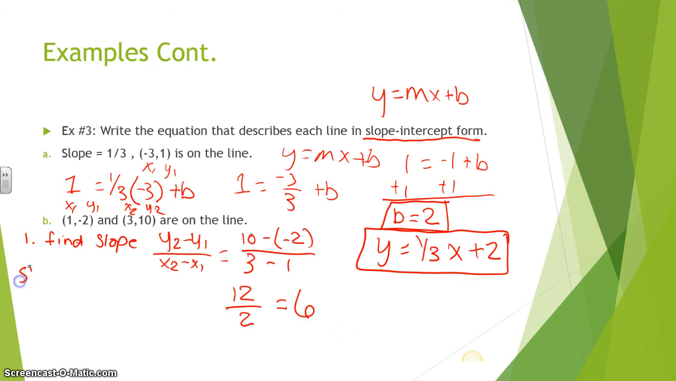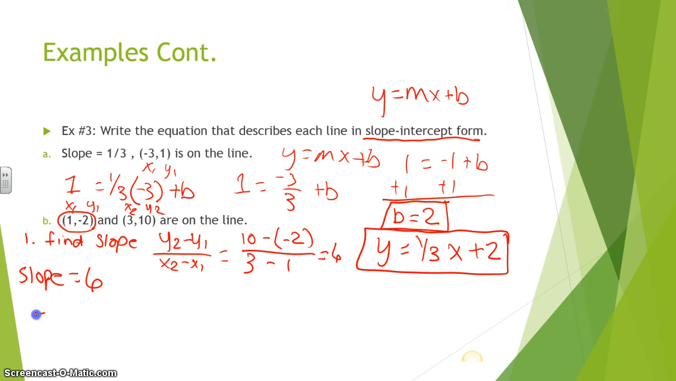So my slope is going to equal 6. Now that I found my slope, I'm going to erase this here so I can have enough room to write everything down. Now I'm going to choose one of these 2 ordered pairs. I'll just choose the first one, this (1, -2), to set it up to write it in the slope-intercept form.